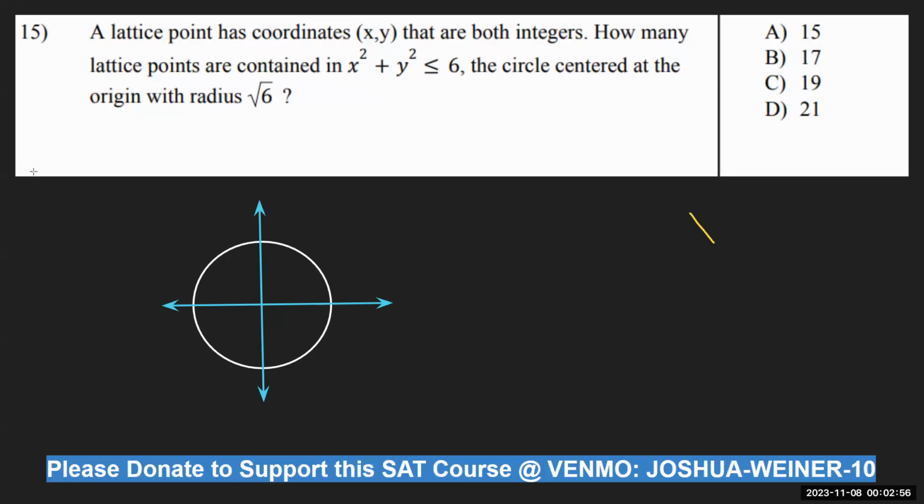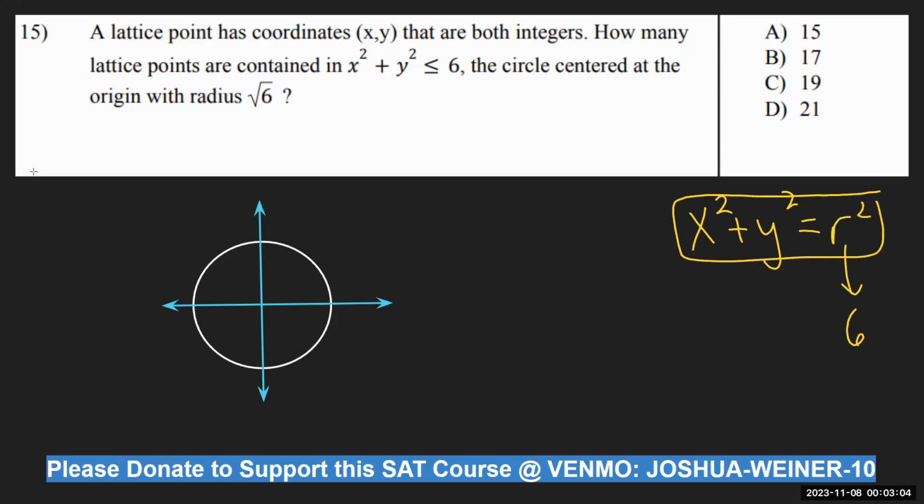So for a circle, x squared plus y squared equals r squared means that the right side, 6, is r squared. So the radius is literally the square root of 6. So the radius of the circle is not 6. If you did that, then there'd be too many points contained therein.